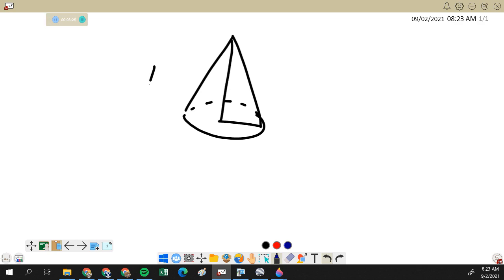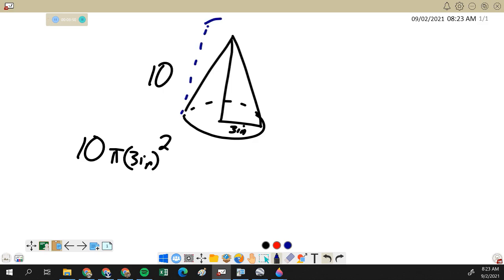So if the height of the cone was 10 and the radius of the cone was 3, then the area is pi times 3, let's say inches squared. That would be the area of the base. Then we multiply that by 10, and that would be the volume of a cylinder that was built around that. And if we multiply it by 1/3, now we have the volume of the cone.